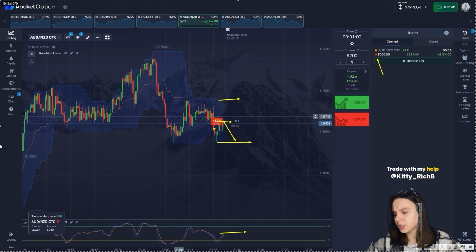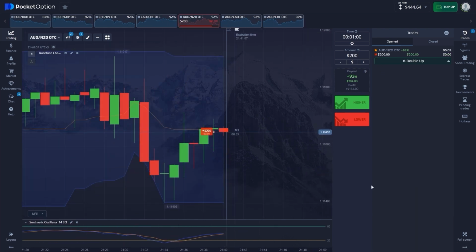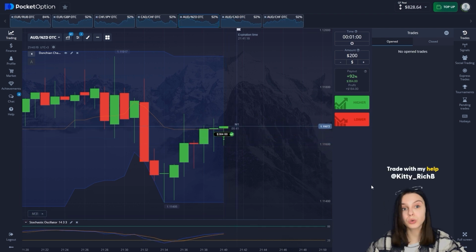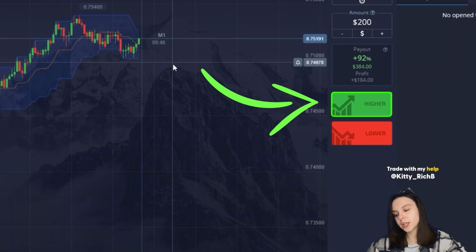Let's look at the chart to see if we did the right thing and carried out a general analysis of our chart. This deal is also closing in plus, and let me explain the situation I was talking about. So we are on the next pair. We will open a trade to go up.